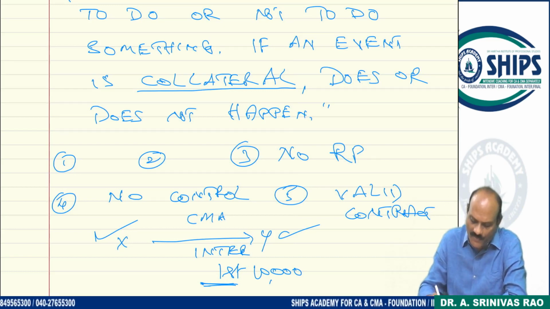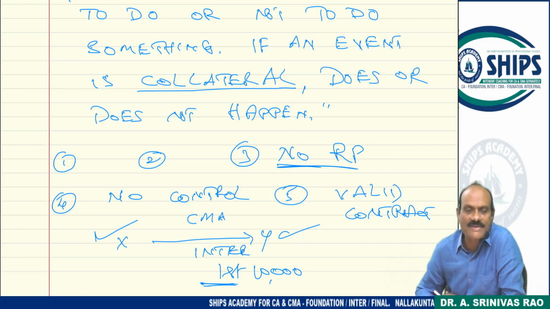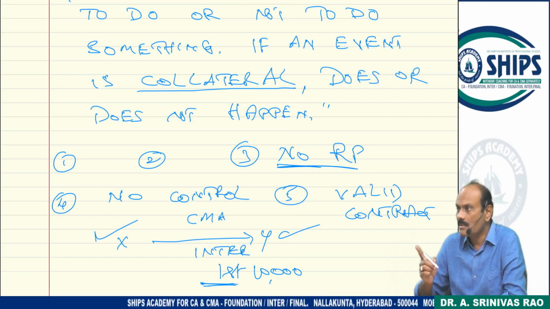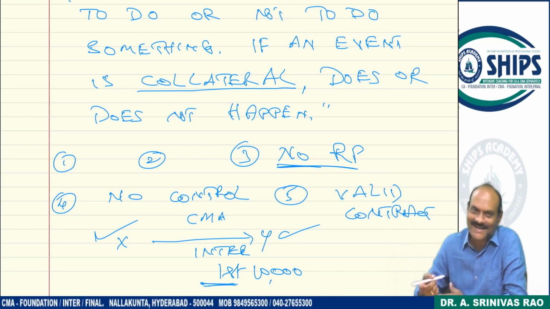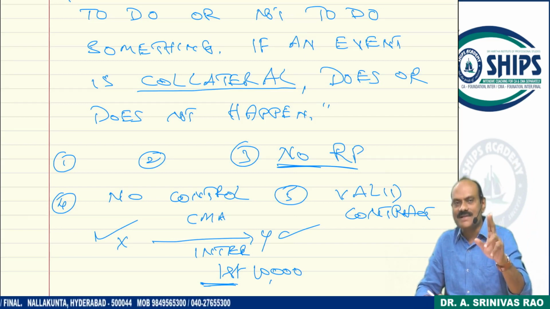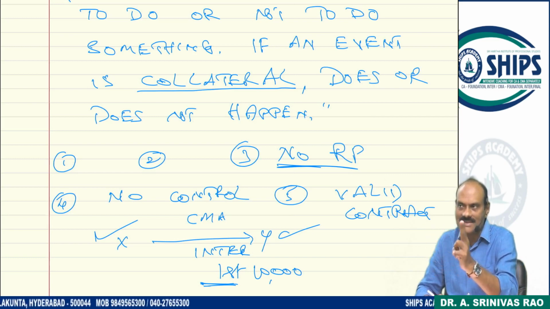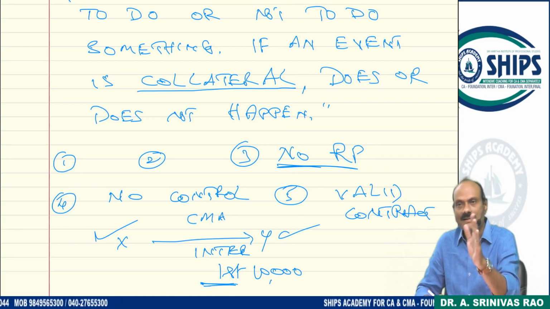There is no reciprocal promise. What does it mean? What is the meaning of reciprocal promises? Studied now. Chapter is there for you. Reciprocal promises: mutual and concurrent, mutual and dependent, mutual and independent. Once upon a time studied. Come on, guys. What is the meaning of reciprocal promises? Both the parties should stand to either gain or loss.